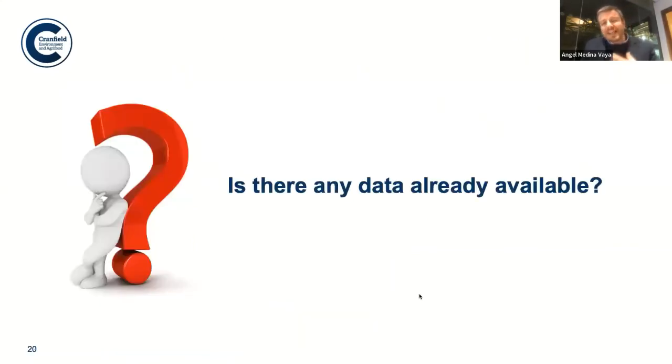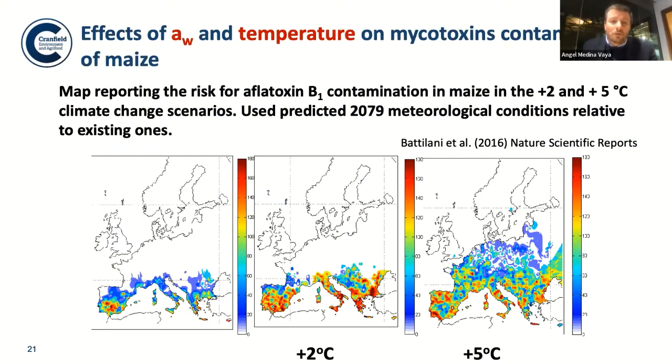So now the question is, is there any data already available? And yes, there are many data available, but I'm going to highlight a specific work from our colleagues in Italy, Professor Paola Battilani and colleagues. I think we have Marco Camardo as well in the talk. So authors of this paper, and they used temperature and meteorologic data in general, temperature and rain, to project the risk of having aflatoxins in Europe.